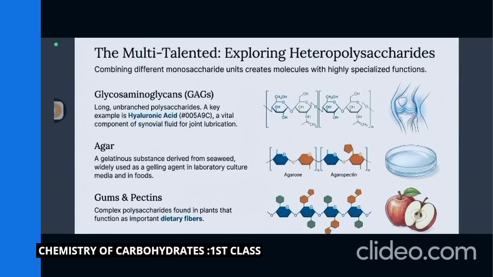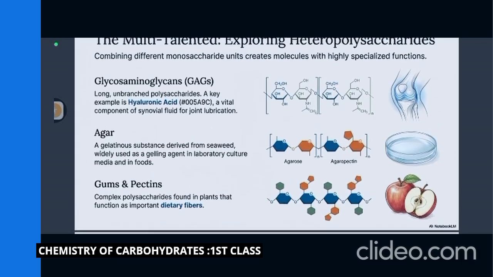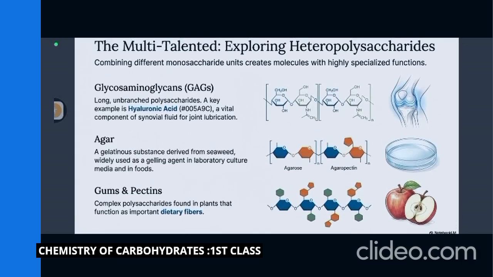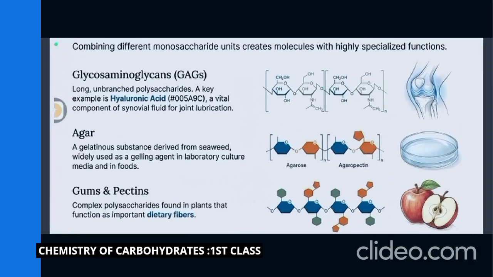Agar is a substance derived from seaweed, widely used as a gelling agent in laboratory culture media and foods. One thing I should repeat here: hyaluronic acid injections are sometimes given in osteoarthritis in order to deliver this kind of cushioning effect inside the joint. Gum and pectin are complex polysaccharides found in plants. They are important in dietary fiber.